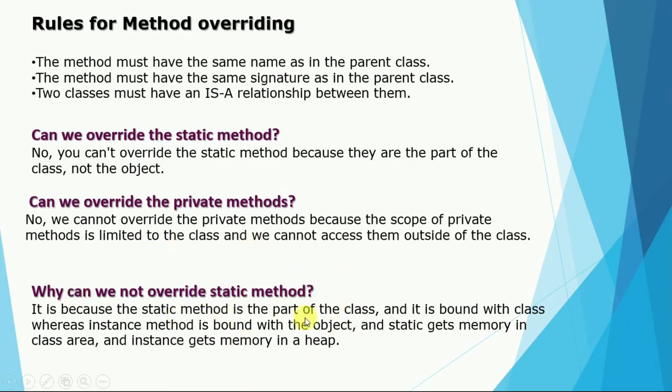Why can we not override a static method? It is because a static method is part of a class, as we already discussed, and it is bound within the class, whereas an instance method is bound within the object. Static gets memory in the class area and instance gets memory in the heap. That's why we can't override a static method.